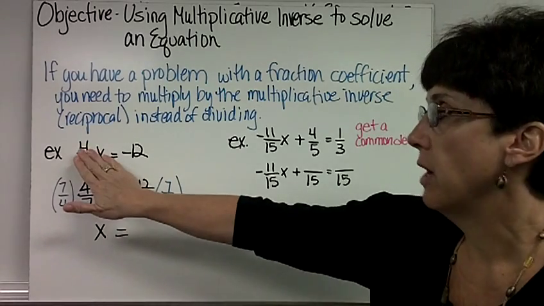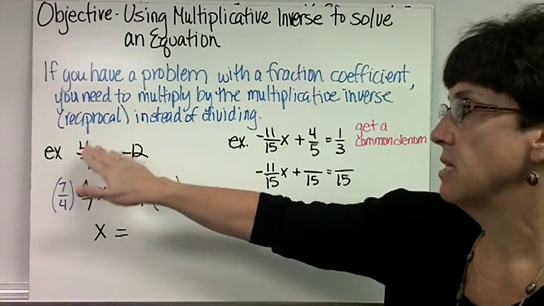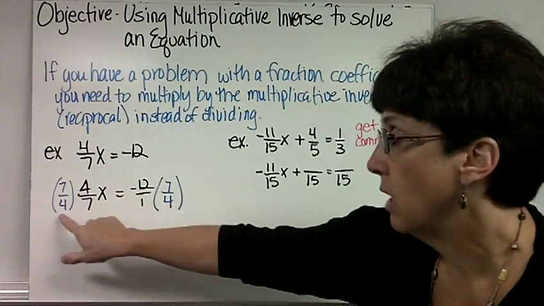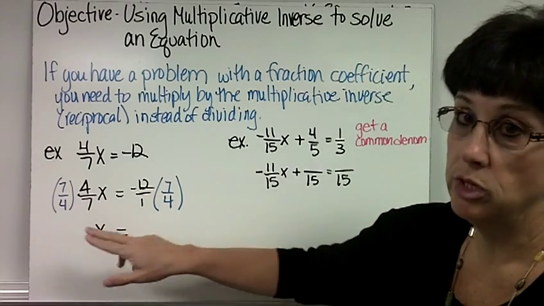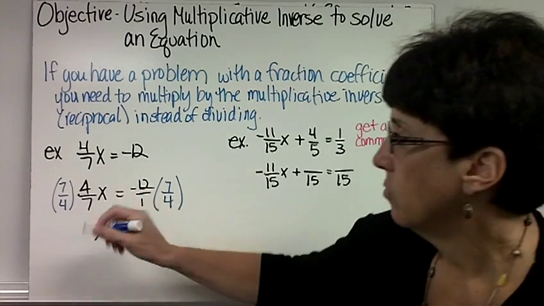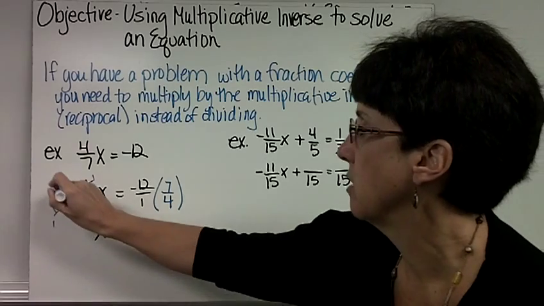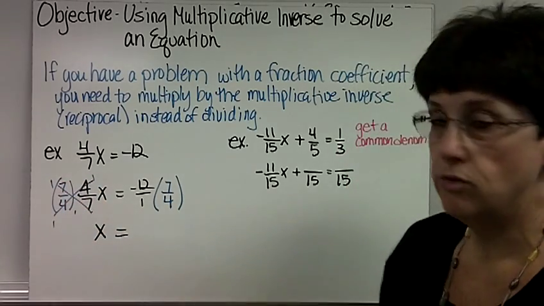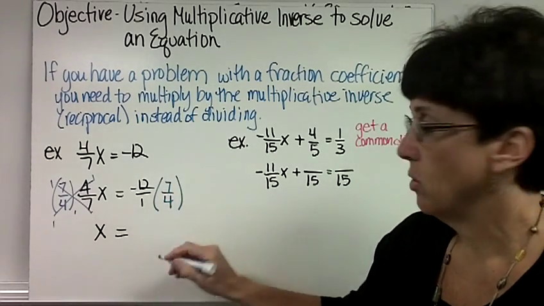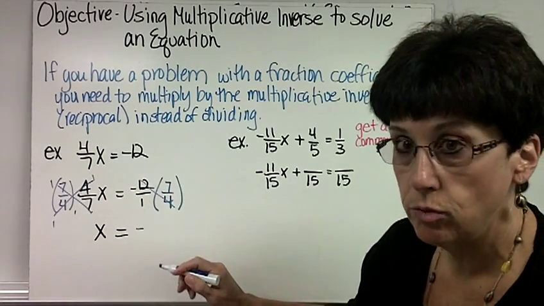Now if it was just 4x, we would divide both sides by 4. But since it's 4 sevenths x, instead of dividing by 4 sevenths, we multiply by the reciprocal. Because remember, when you divide with fractions, you multiply by the reciprocal. So these cancel out. 4 goes into itself once, 7 goes into itself once, so we're just left with x. And here, I look at my problem and I see one negative, so I know my answer is going to be negative. Simplify. Always simplify before you multiply.